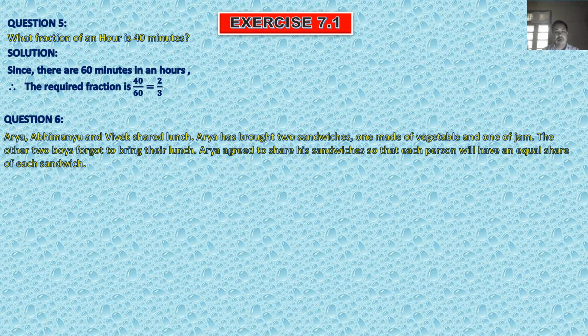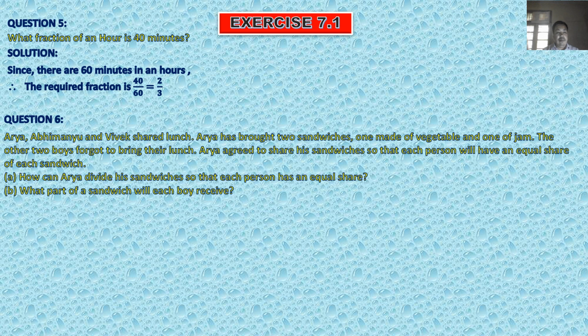Okay, so next, number 6. There are two questions for this statement. Number A is asking how can Arya divide his sandwich so that each person has an equal share. And number B: what part of the sandwich will each boy receive? So let us see how to give the answer to A and B.